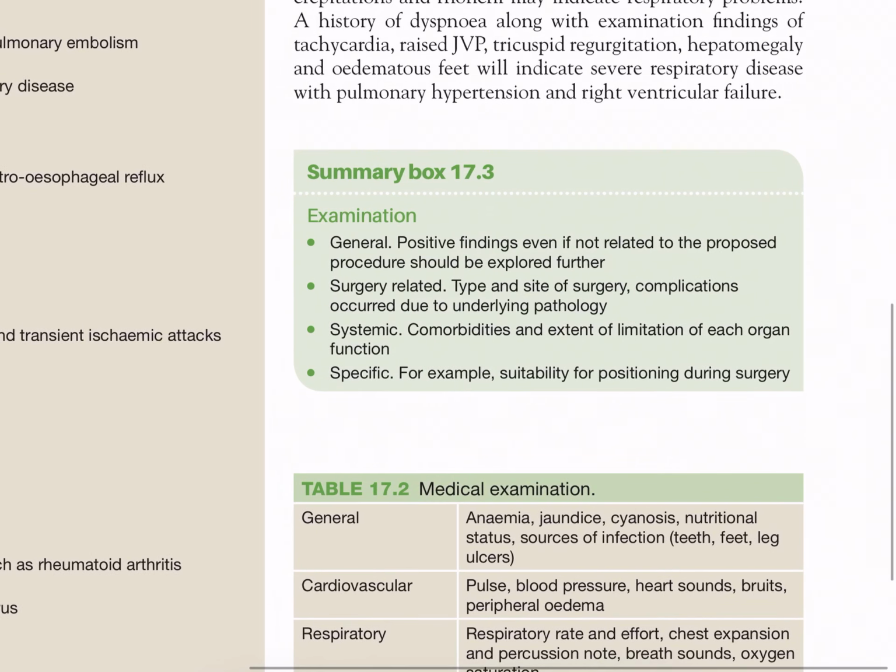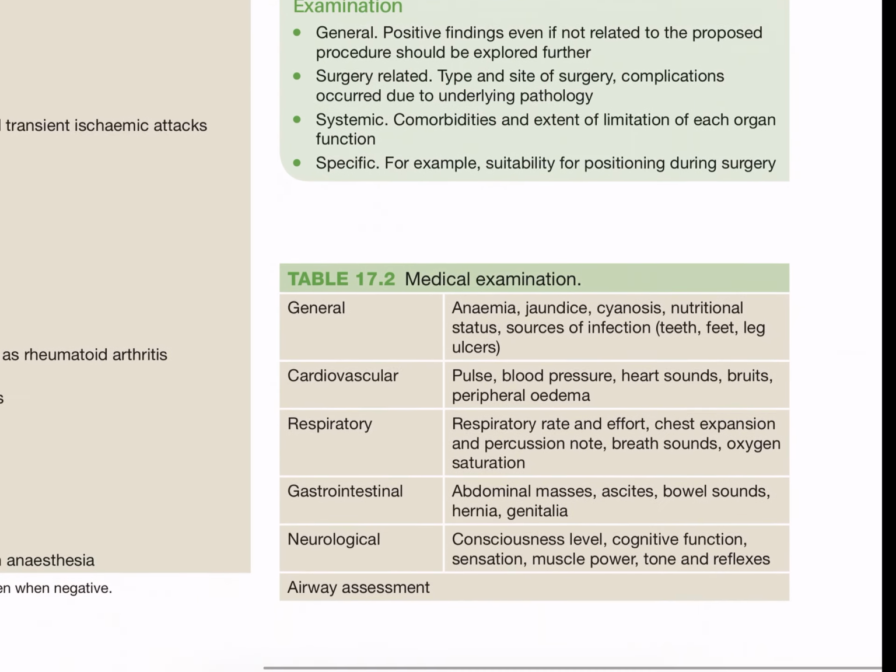Summary box 17.3. Examination. General. Positive findings, even if not related to the proposed procedure, should be explored further. Surgery related. Type and site of surgery. Complications occurred due to underlying pathology. Systemic. Comorbidities and extent of limitation of each organ function. Specific, for example, suitability for positioning during surgery.